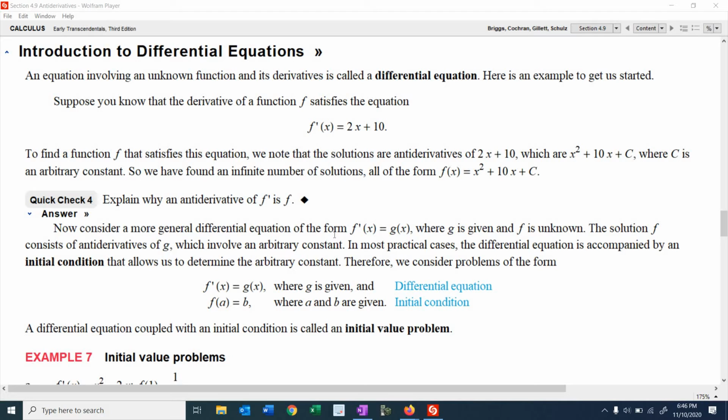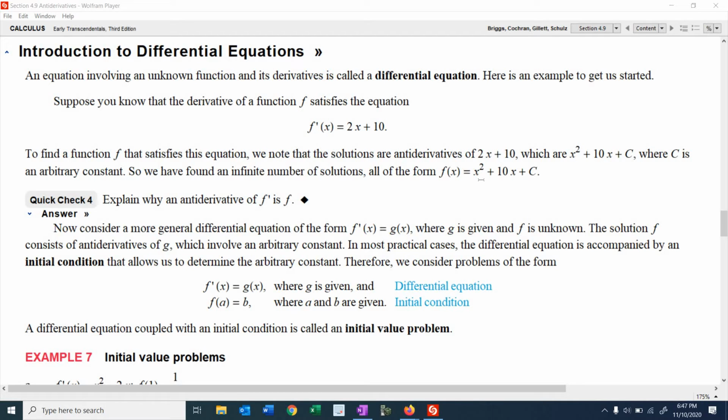Well, essentially, a differential equation is simply an equation that happens to have the derivative of f in it. So for example, in this equation here, we have f prime of x is equal to 2x plus 1. So this is called a differential equation because it has f prime of x in it. Now to solve this differential equation, we have to figure out what f of x is. So we're looking for a function, f of x, whose derivative ends up being 2x plus 10. In other words, we're trying to find the antiderivatives of 2x plus 10.